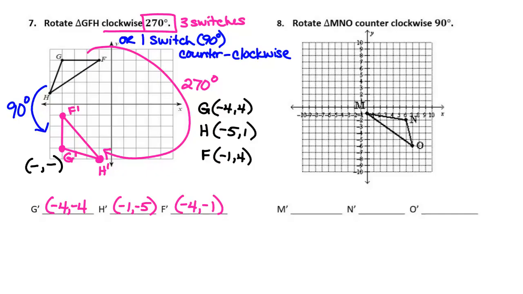So go ahead and grab your notes. We're going to do that very last rotating problem. I want you guys to go ahead and get started on that one. I want you guys to rotate triangle MNO counterclockwise 90 degrees.